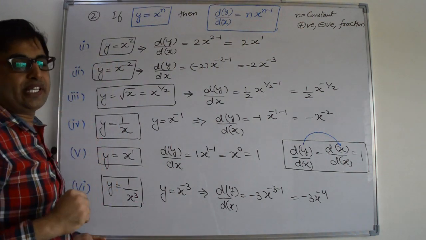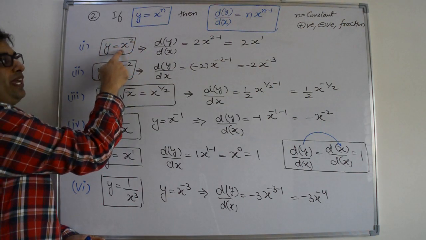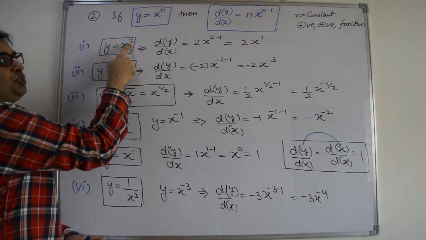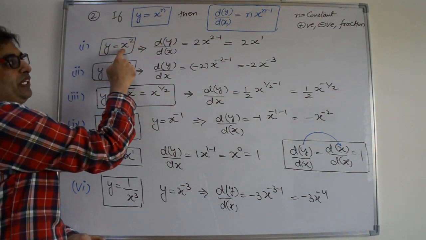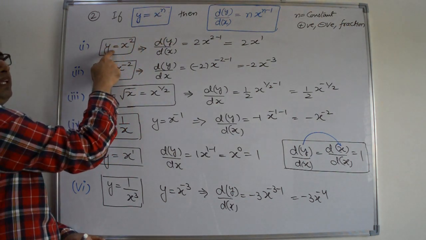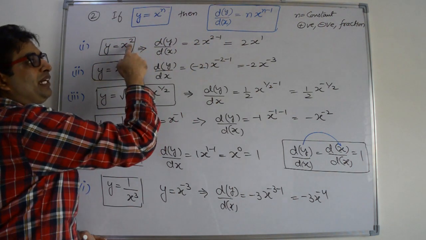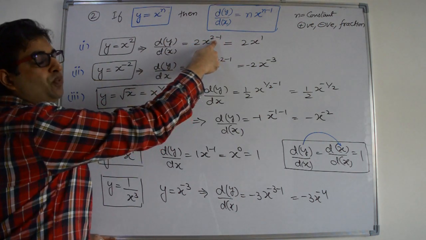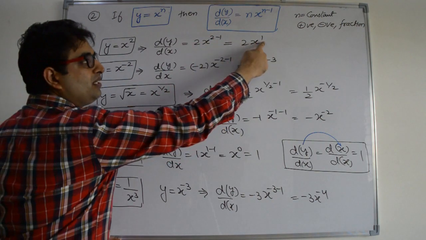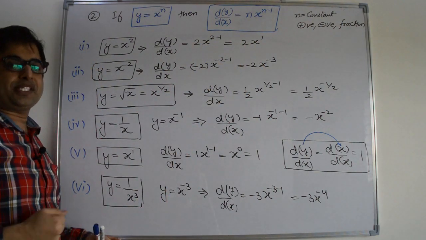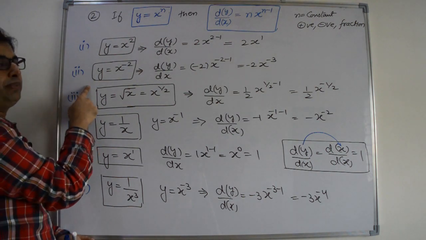Let us take one example. Y equal to x power 2. So y equal to x power 2, 2 is n, right? Now the differentiation is power will come in multiplication and you have to subtract 1 from the power. So 2 will come in multiplication and you have to subtract 1 from the power. So it becomes 2x power 1, that is also 2x, right? It's very simple.